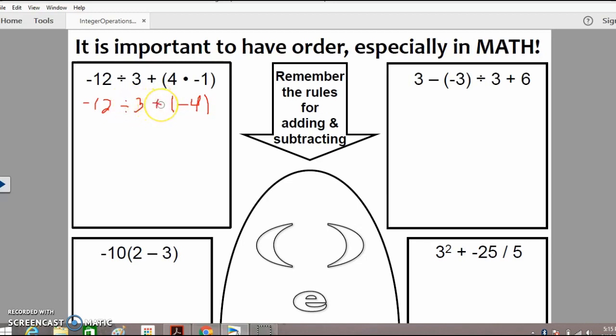Okay. Now, the next thing I always ask is, are there any exponents? And I do not see any. Then PEMDAS, P-E, we already did P-E, M-D, multiplication and division, remembering that we go left to right. So the first thing I see is -12 divided by 3. That's what I'm going to do first. A negative divided by a positive. Remember, if you're multiplying or dividing by the opposite, you get a negative. So I'm going to get a -4.